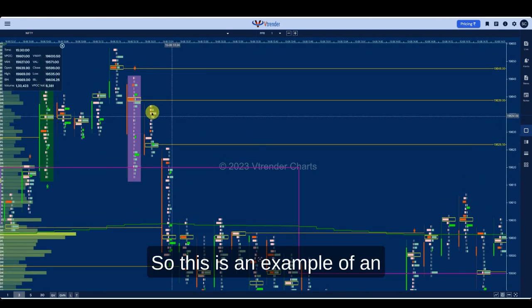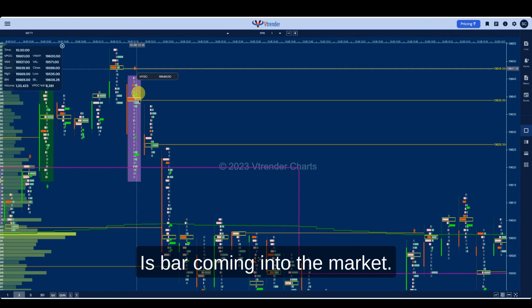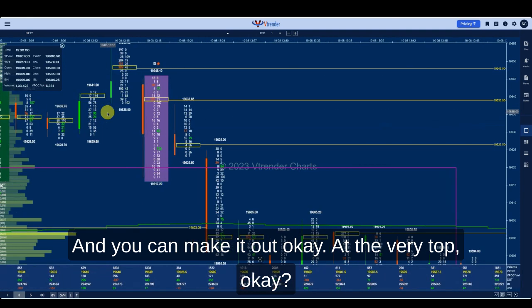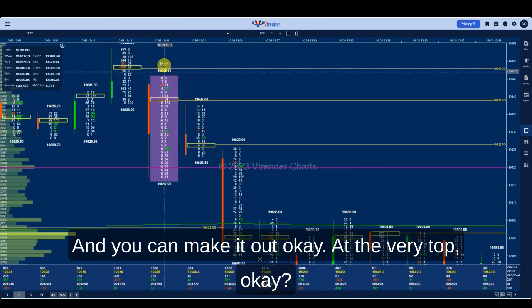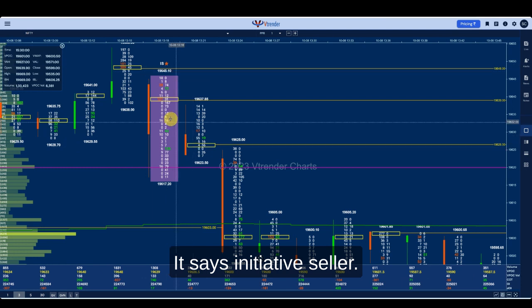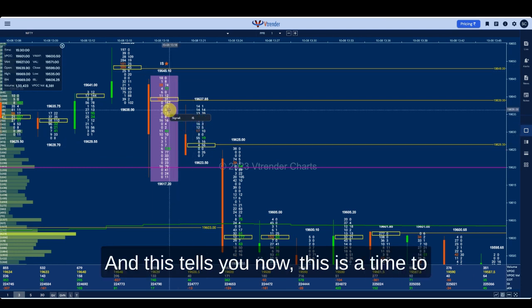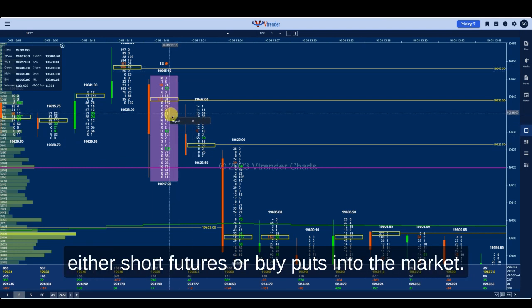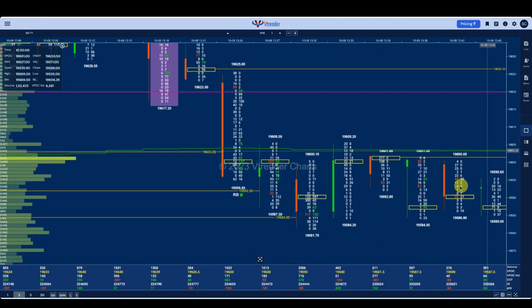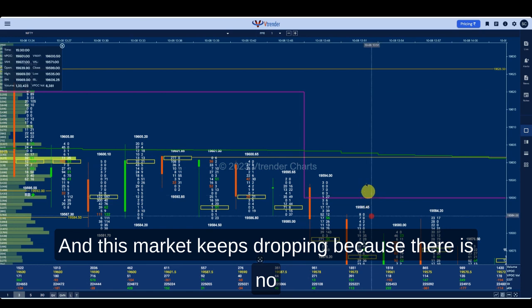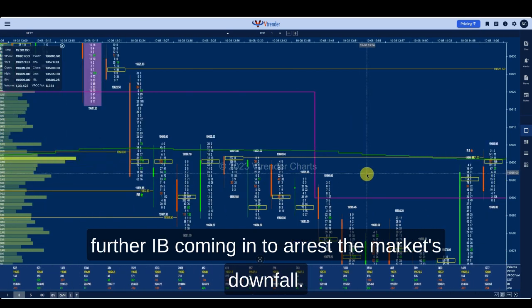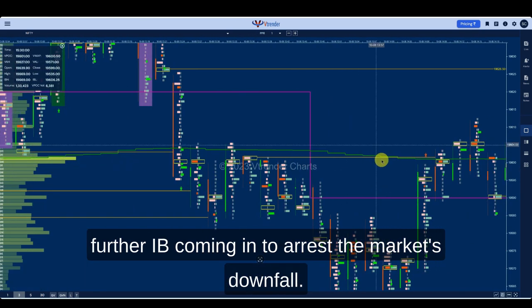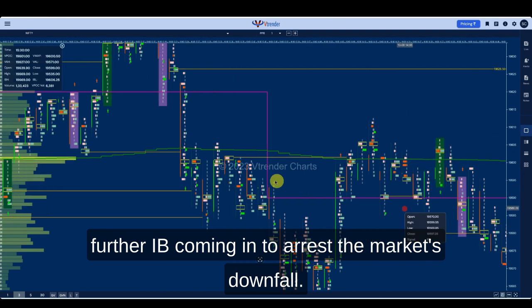So this is an example of an IS bar coming into the market, and you can make it out at the very top. It says initiative seller, and this tells you now this is a time to either short futures or buy puts into the market. And this market keeps dropping because there is no further IB coming in to arrest the market's downfall, right?